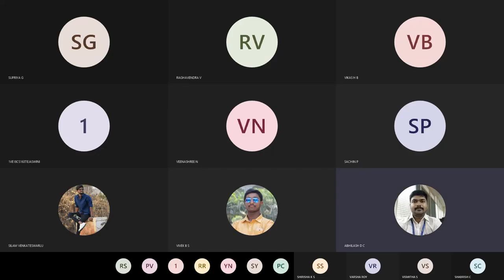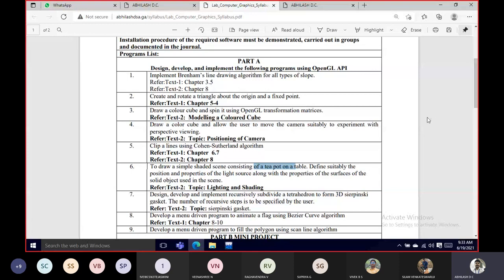So today we'll be looking into a very simple but effective program, something called the Sierpinski Gasket. The question goes this way: design, develop, and implement a program to recursively subdivide a tetrahedron to form a 3D Sierpinski gasket. The number of recursive steps is to be specified by the user.